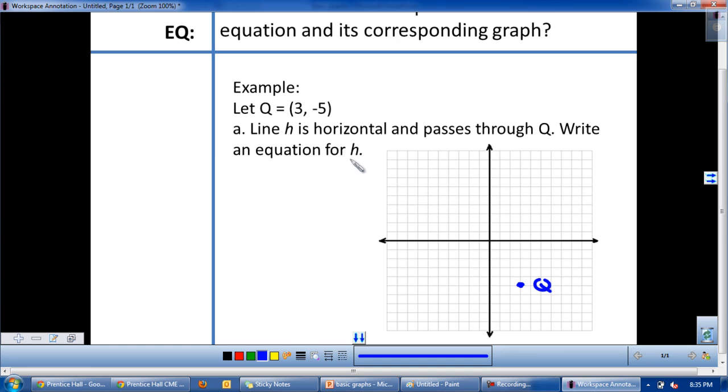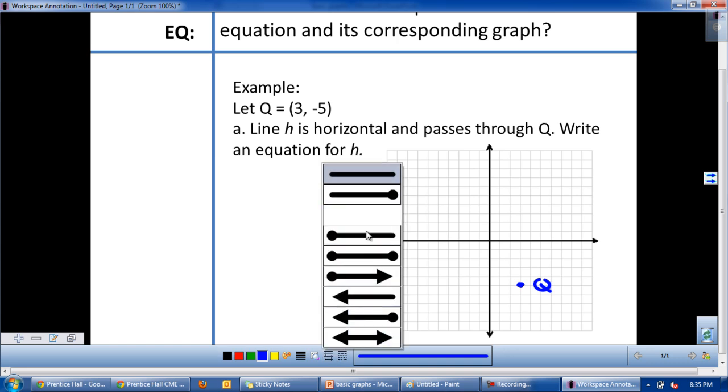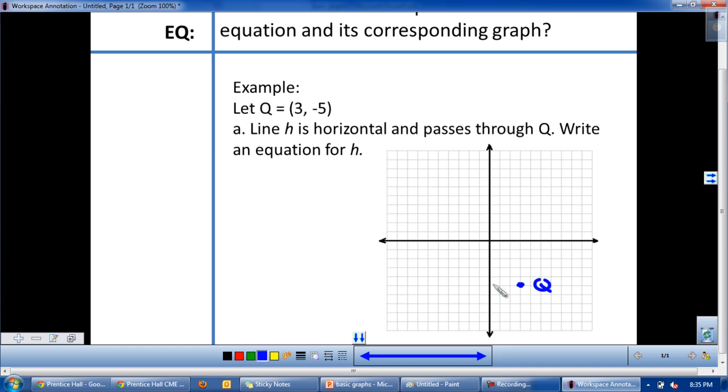All right, remember, we know that horizontal is a line that goes left and right. Okay, so let's see if I can draw it. There you go. Sorry about that. It's not a straight line, but all right.